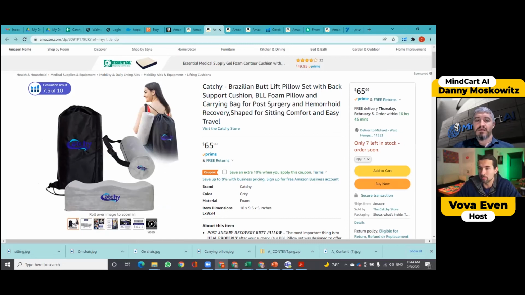But the main messaging, and here's a question, the main messaging comes first, right? Like what is the Brazilian butt lift pillow? And then there it goes with this back support cushion. That's the extra value proposition you have. Let's say this: there's the back support cushion. That's what people see, right? Mainly, this is the first 10 words on mobile, right?